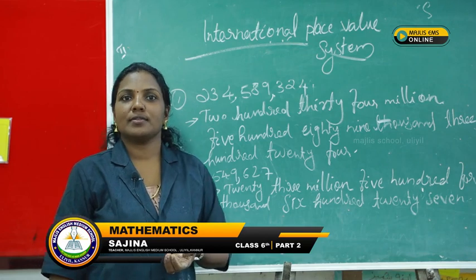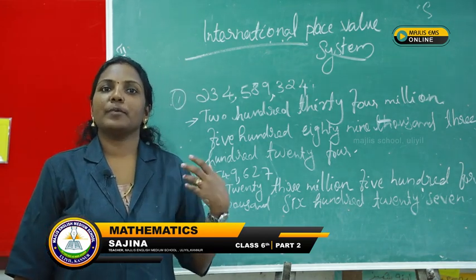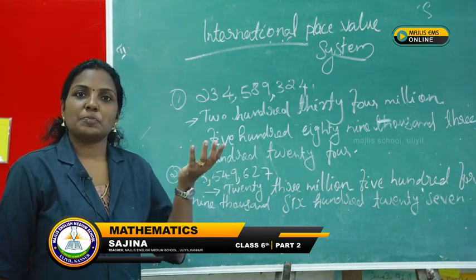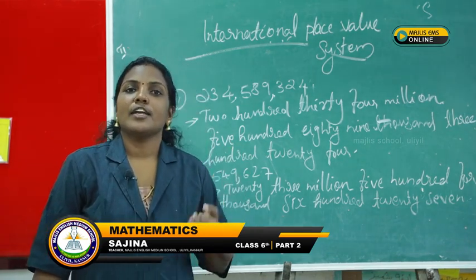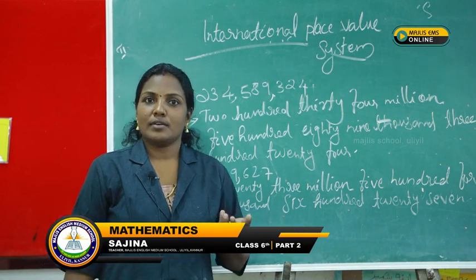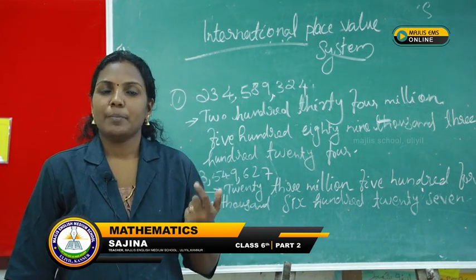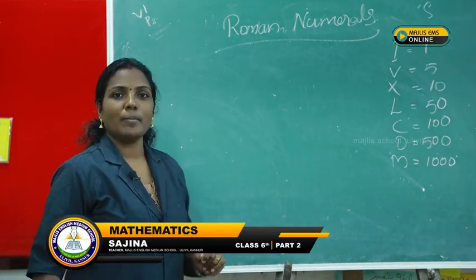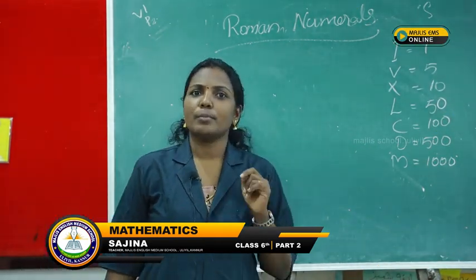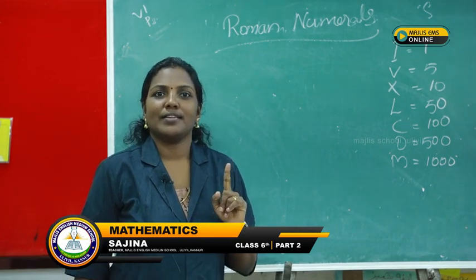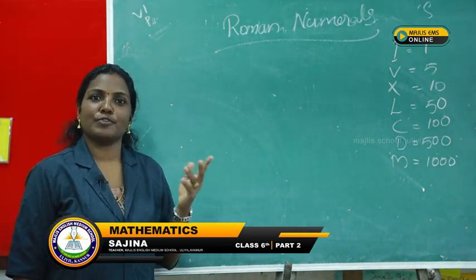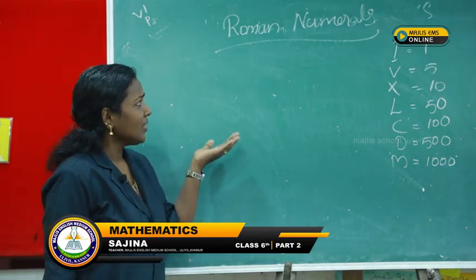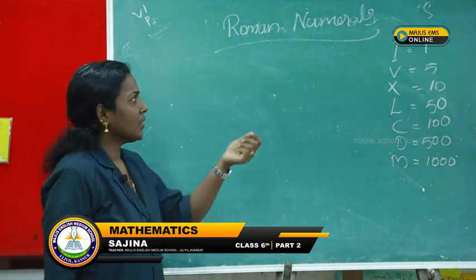So, today we discuss some uses of numbers, then comparison of numbers, then formation of numbers using given digits, and expansion of numbers, the Indian place value system, and the international place value system. Okay, we discuss Roman numerals. Do you know Roman numerals? Yes. In our 4th, 5th standard, we learned it.